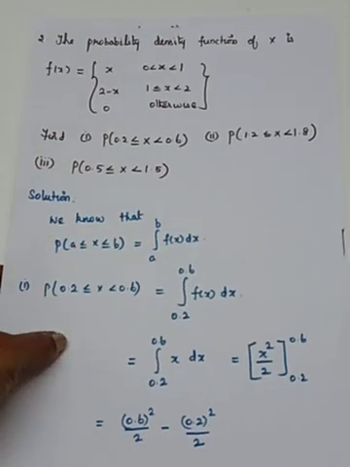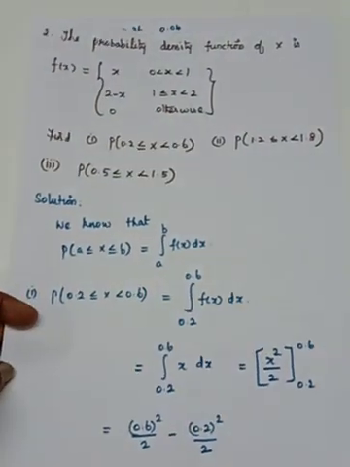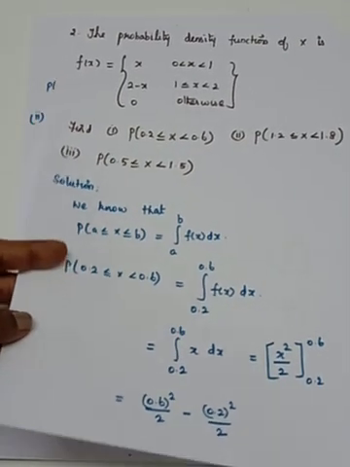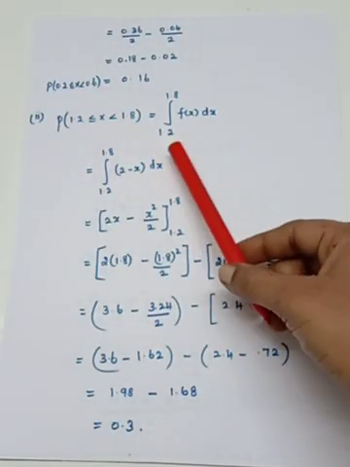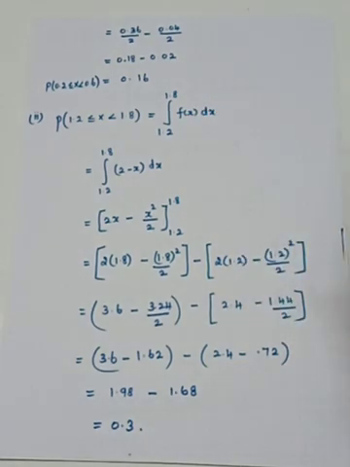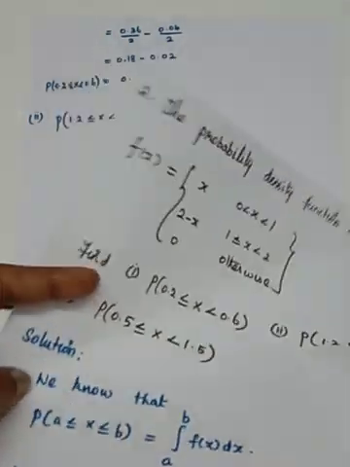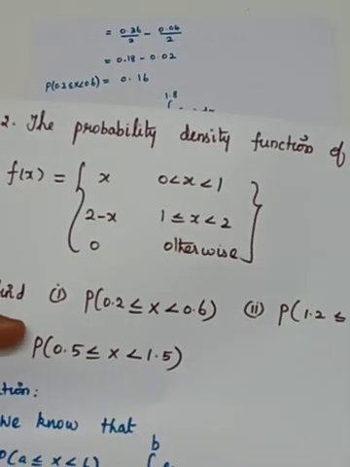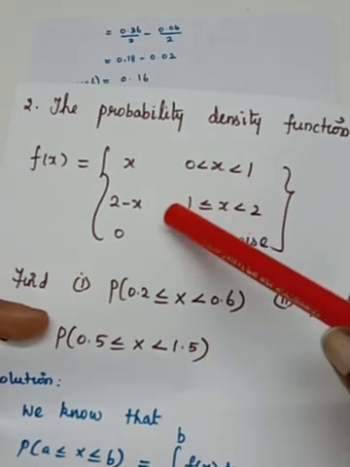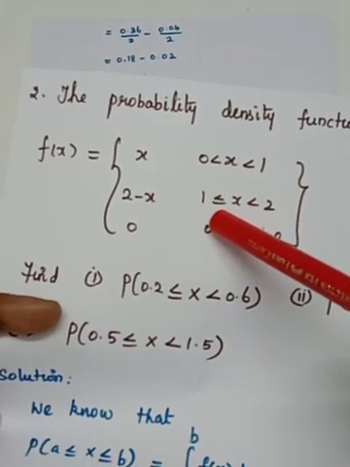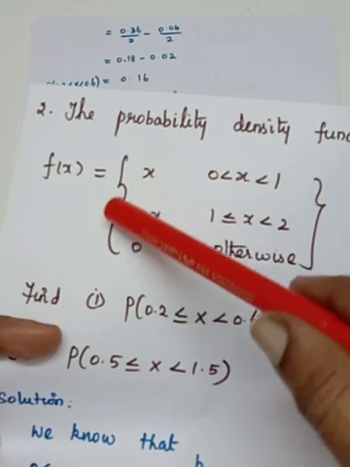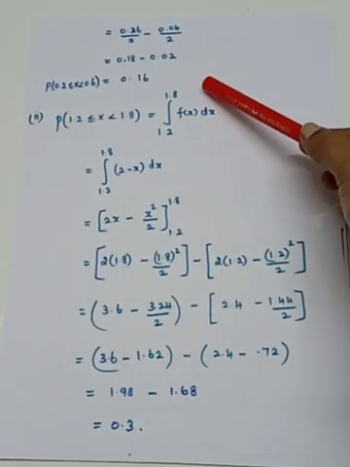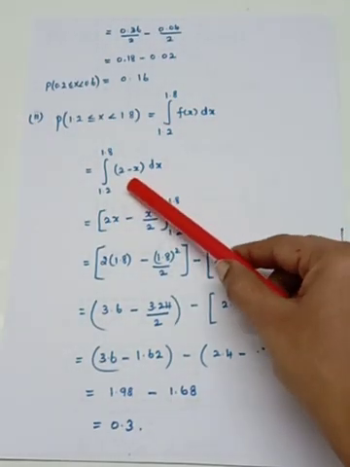Coming to the second subdivision. P of 1.2 less than or equal to x less than 1.8. So it can be written as integral 1.2 to 1.8 f of x dx. What is 1.2, 1.8? Comes under within which interval? So here 0 to 1. Our limit is 1.2 to 1.8. So it is greater than 1 and less than 2. So you have to write 2 minus x. So within this limit, your f of x is 2 minus x.